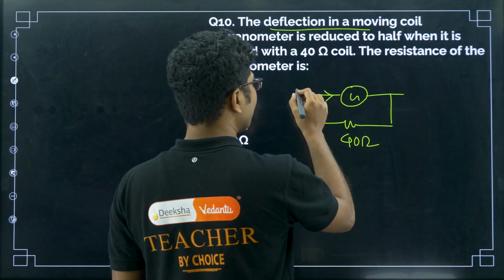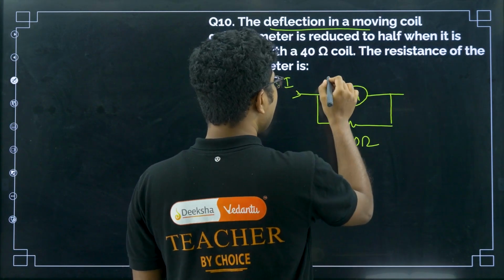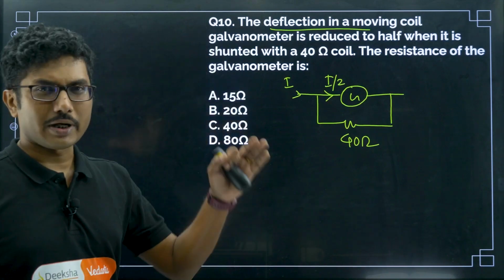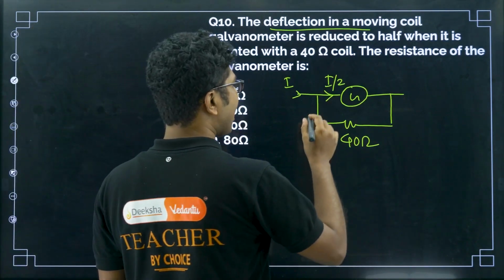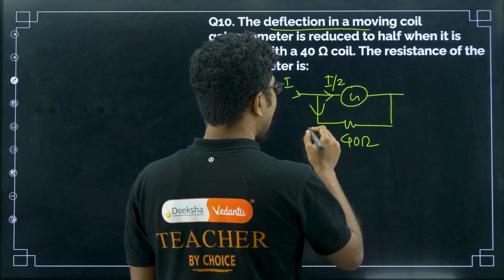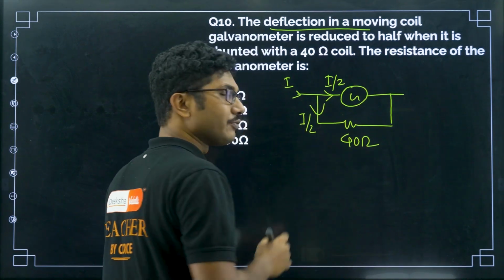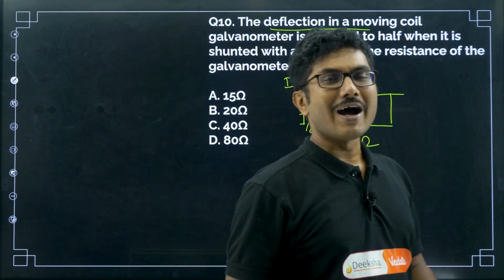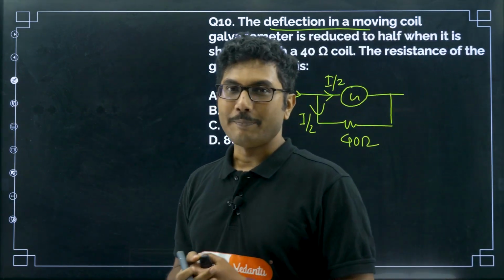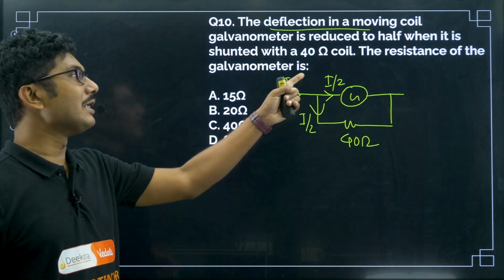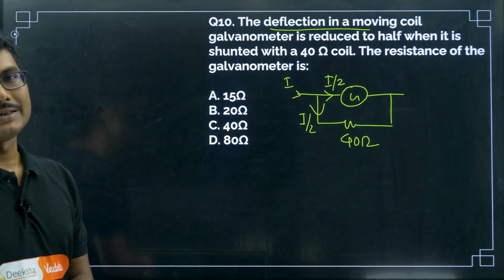Now what happened? So initially suppose current I was passing. Now after you added this resistance, the current is I by 2. That's why the deflection becomes half. Now where is this other half, I by 2 current, going? The other I by 2 current should be going through this 40 ohm. Now when does the current divide equally in a parallel combination? Current divides equally only when the resistances are equal.